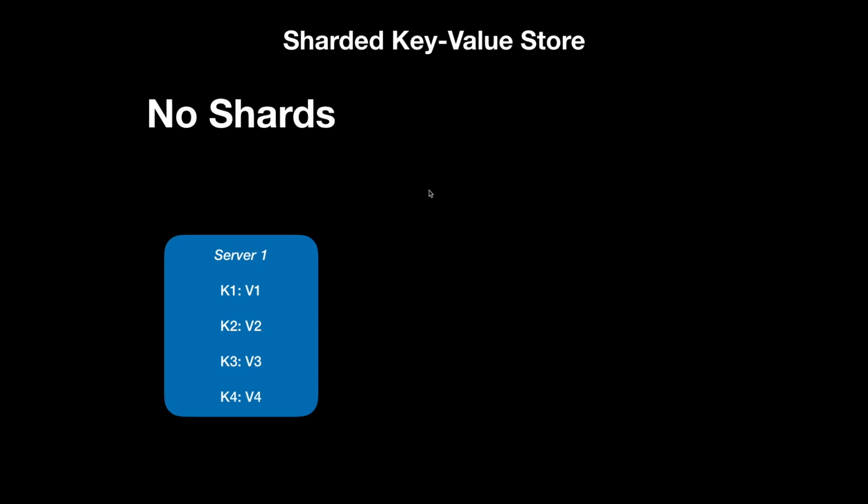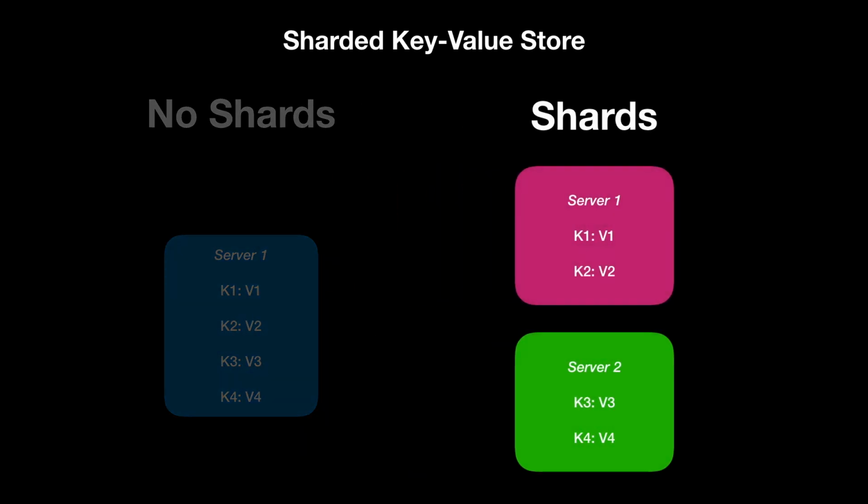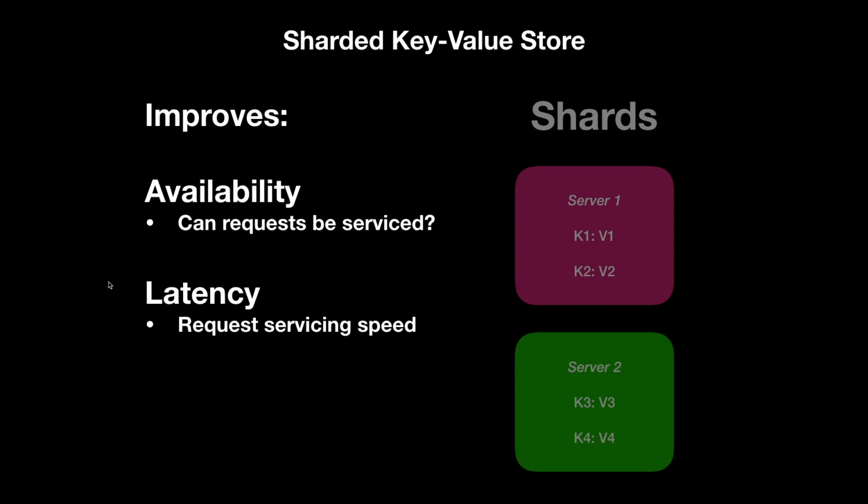So oftentimes our database can be too large to store on one server, or at least too large to store efficiently on one server. So typically what we do in that case is we split up the assignment of portions of the database to different servers, which helps decrease the load to each server, which improves the latency of our service, which is how fast we can service requests, as well as the availability of our service, which is whether we can service requests or not.